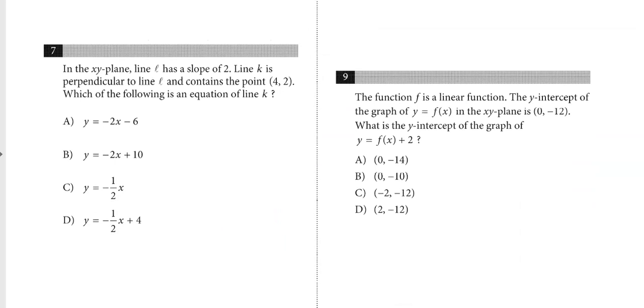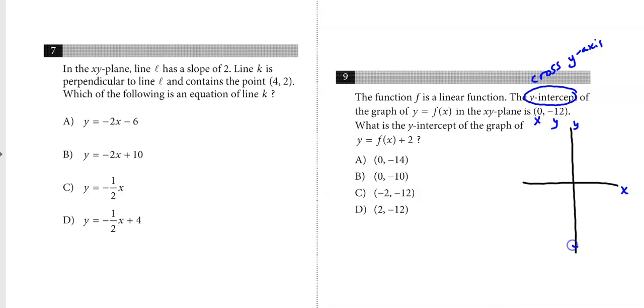All right, moving on down to number 9, another linear problem. This is a graph. So let's just kind of take a look at this. So f is linear. Draw my axes. The y-intercept of the graph of y equals f of x is 0, -12. So the y-intercept tells me where I cross the y-axis. So remember, this is the y-axis, this is the x-axis. So when x is 0 and y is -12, that's way down here. So I know I'm crossing right there.